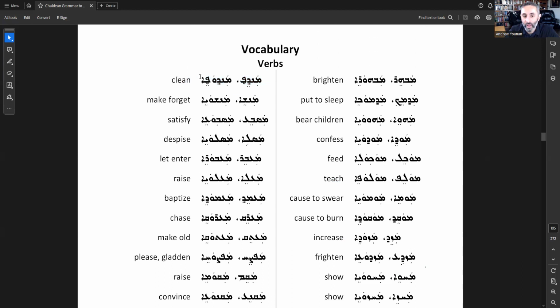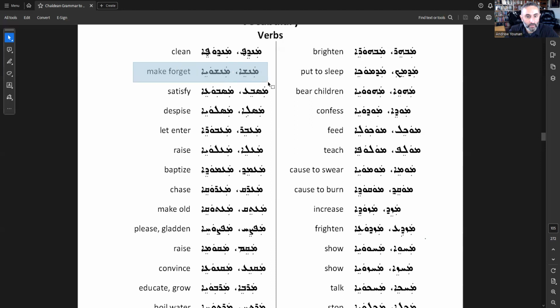So navafa means to be clean, to be cleaned. Manzif means to clean something, to cause something to be clean. Menshoye, to make somebody forget. Nashe, nshaya, it's a weak verb. Nshaya means to forget. Menshe means to make forget. Meswe means to satisfy. Sawe means to be full, to be satisfied. Meswe means to satisfy, to cause somebody to be satisfied.